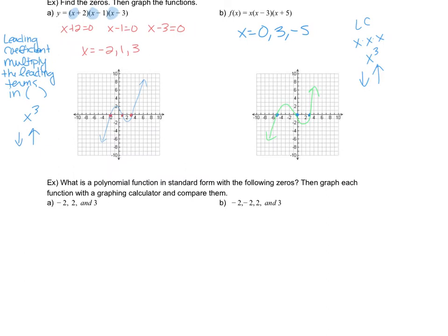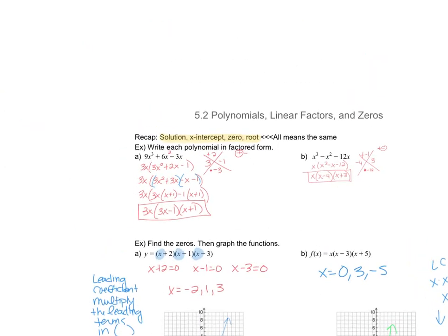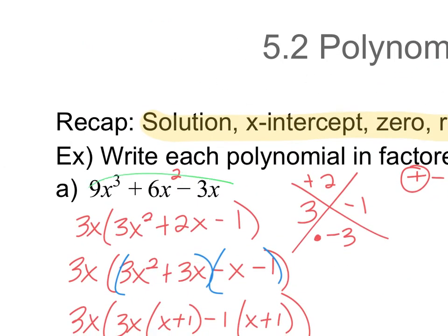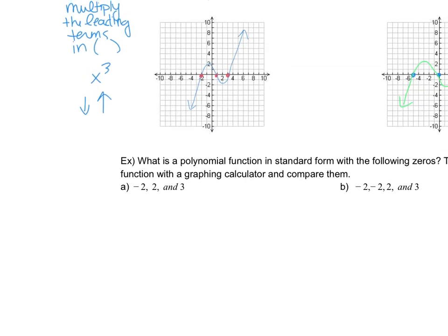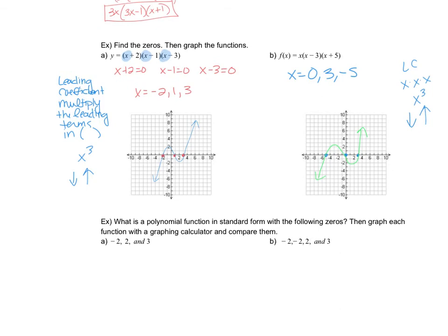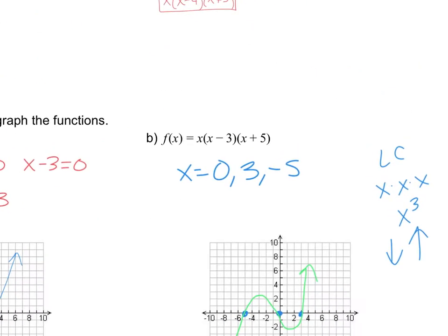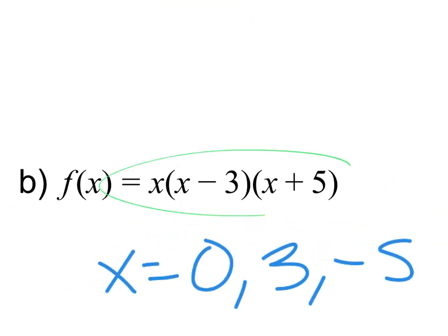Okay, so now let's go ahead and get into where they're giving you the zeros and you have to put it in standard form. So it's going to look something like this at the beginning, okay? Or at the end. So how do we get there? Well, first you have to get it to this right here. So we have to put it something like this.